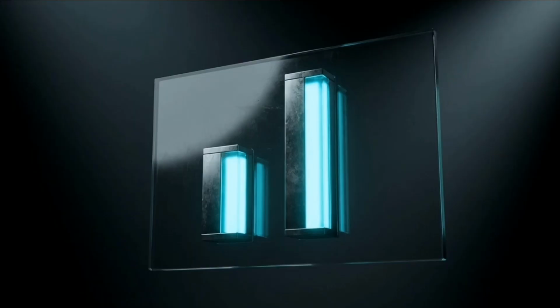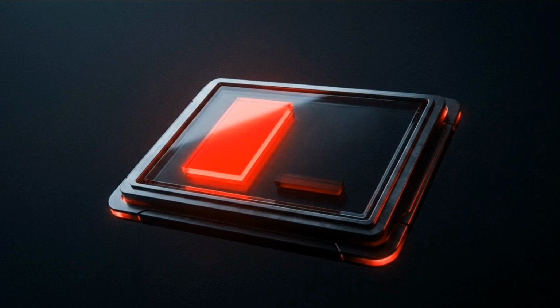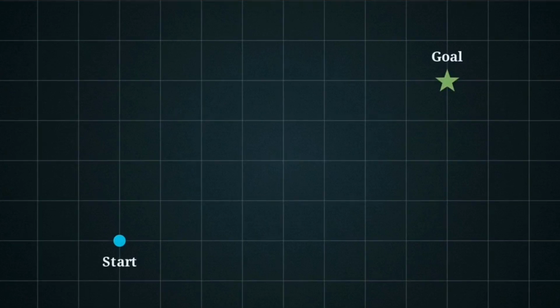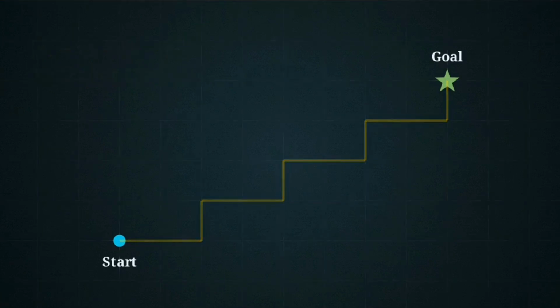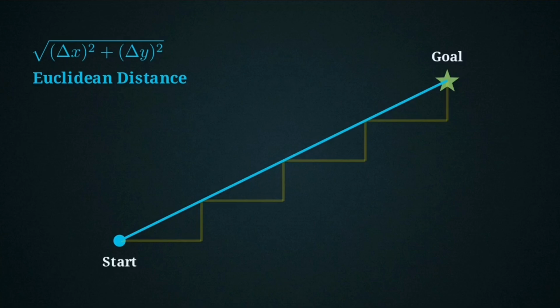But this guess has to follow a strict mathematical law known as admissibility. To guarantee the shortest route, the heuristic estimate must never be larger than the true remaining distance. If it overestimates, the system breaks. This means developers have to choose their guessing formulas carefully. For a strict grid where characters only move in 4 directions, they use the Manhattan distance, which simply counts the blocks. But for an open environment where a unit can move at any angle, they use a straight-line Euclidean distance.